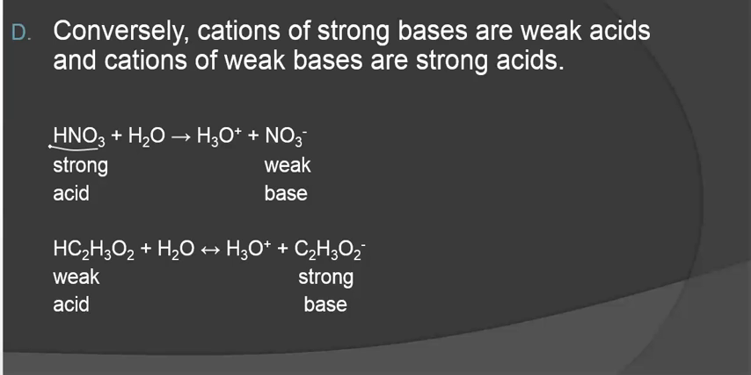HNO3 is a strong acid. Its ion is a weak base. Acetic acid is a weak acid, but its ion is a strong base. And that's important when we look at salts.